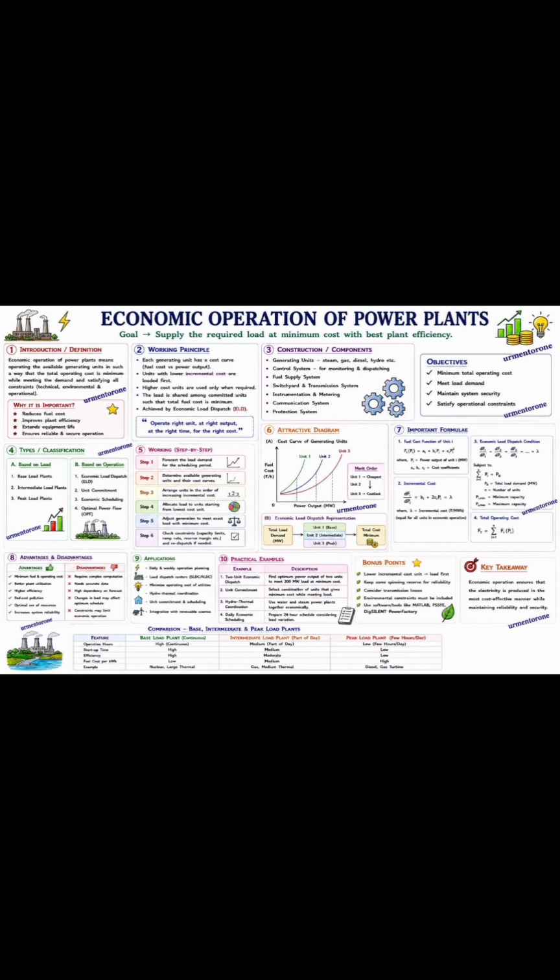Advantages: minimum fuel and operating cost, better plant utilization, higher efficiency, reduced pollution, optimum use of resources, improves system reliability. Disadvantages: requires complex computation, needs accurate data, high dependency on forecasting, load variation may affect optimum schedule, constraints may limit economic operation. Applications: daily and weekly operation planning, load dispatch centers, SLDC, RLDC, minimizing operating cost of utilities, hydrothermal coordination, unit commitment and scheduling, integration with renewable energy sources.